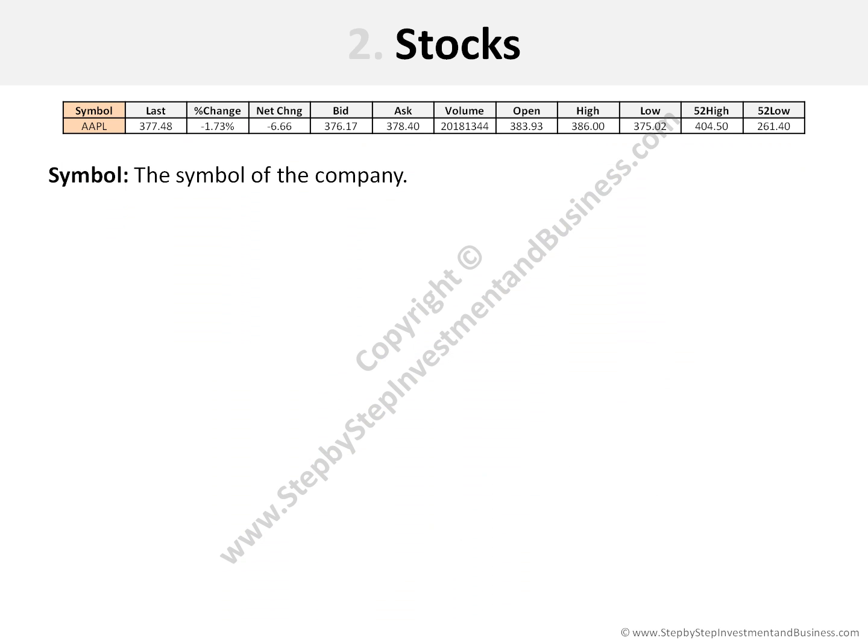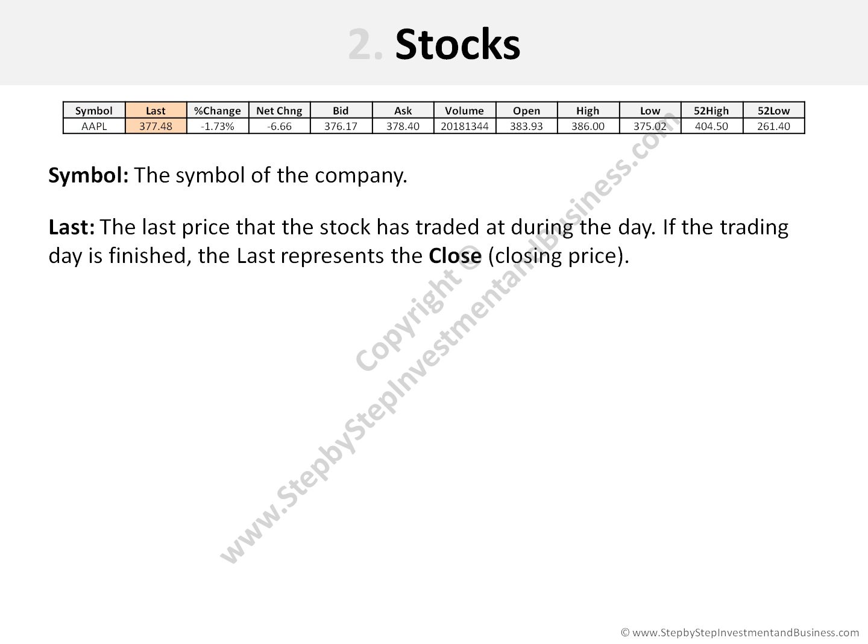As previously said, the first column, called Symbol, shows the symbol of the company we are following. In this case, AAPL, which corresponds to the Apple Company. In the second column, we have the last, which is the last price that the stock has traded at during the day. If the trading day is finished, the last represents the close, which is also called the closing price.